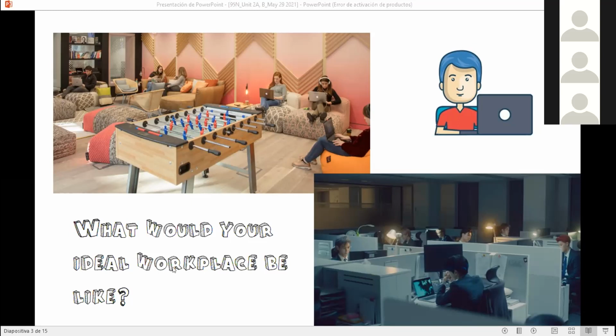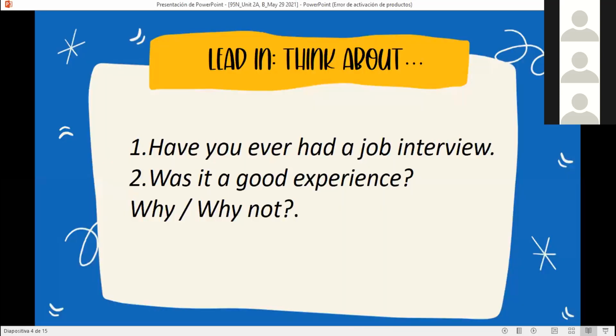So you have told me very interesting things about these two pictures. But what I want you to know is that in this unit, we will be working and talking a lot about these work issues. So we will have to think about the next questions. Here we have two small questions. Have you ever had a job interview? Was it a good experience?